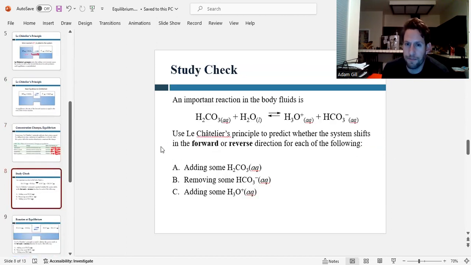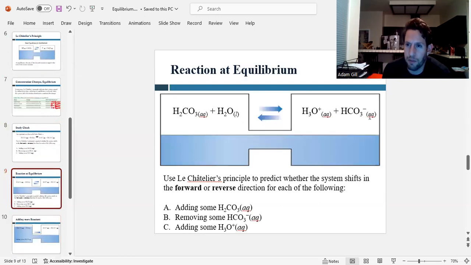Let's do a practice problem. So an important reaction in the body is carbonic acid reacts with water to make hydronium and bicarbonate anion. Use Le Chatelier's principle to predict whether the system shifts in the forward or reverse direction for each of the following situations. So let's think about this like the water tank once again. So here's our equilibrium reaction. The water tanks are equal. And we want to know what's going to happen for each of these situations.